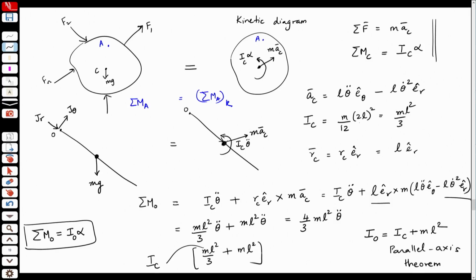Okay. So, that is something I wanted to alert you to. So, this is from the parallel axis theorem. So, you can see that they are equivalent.